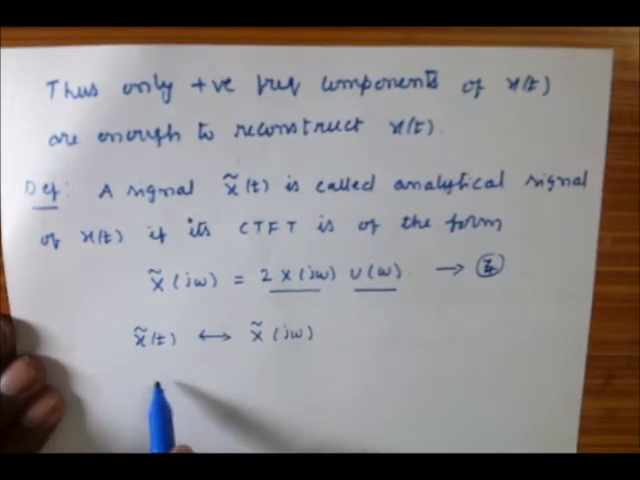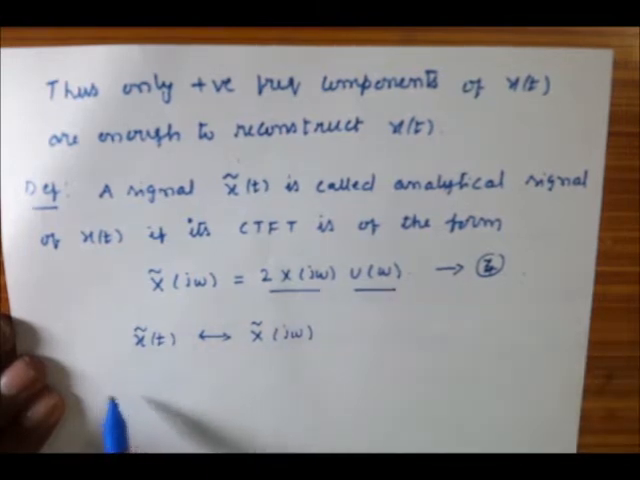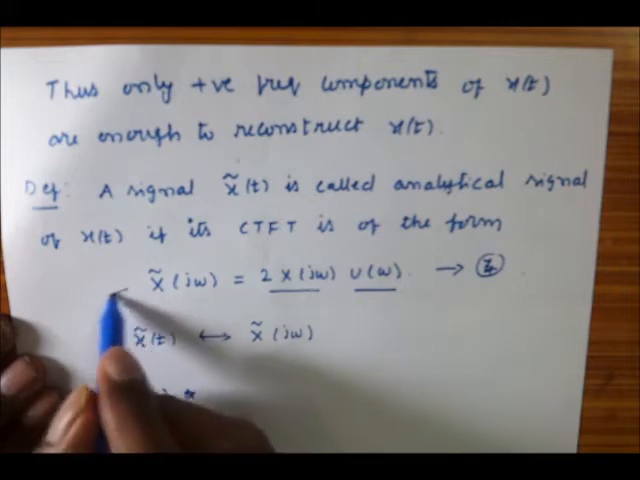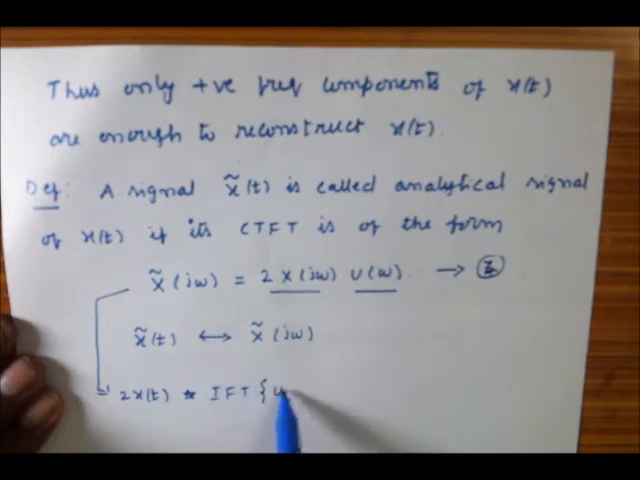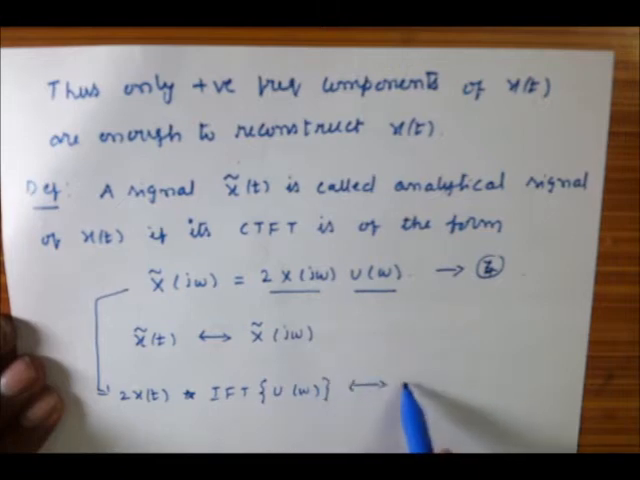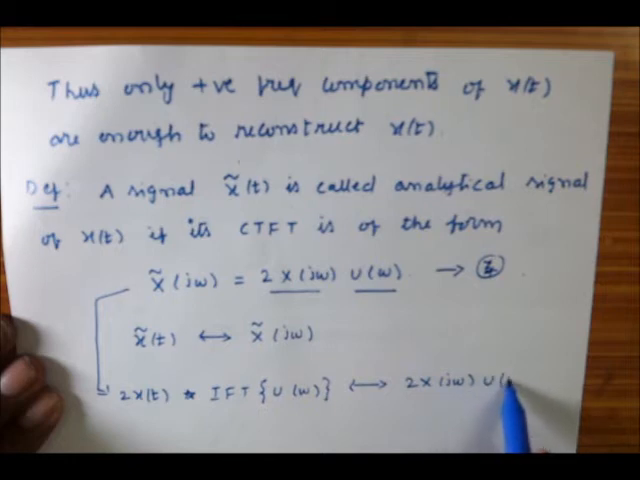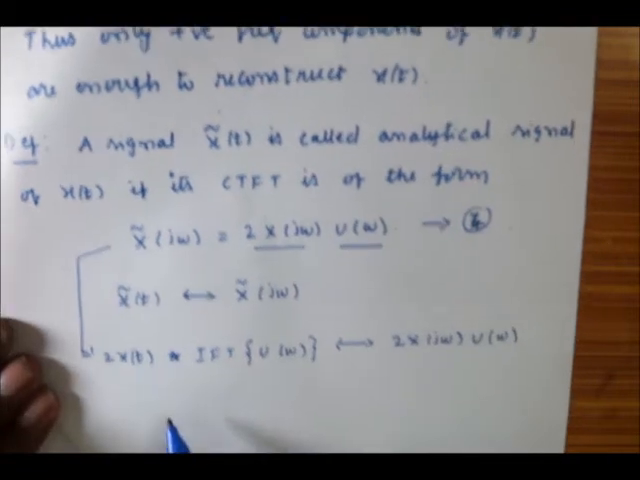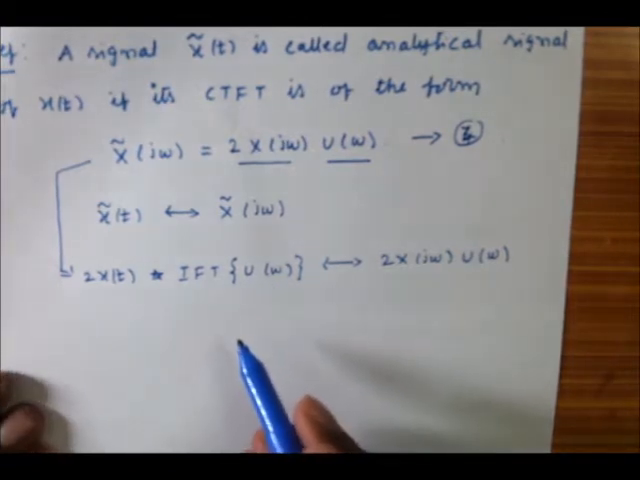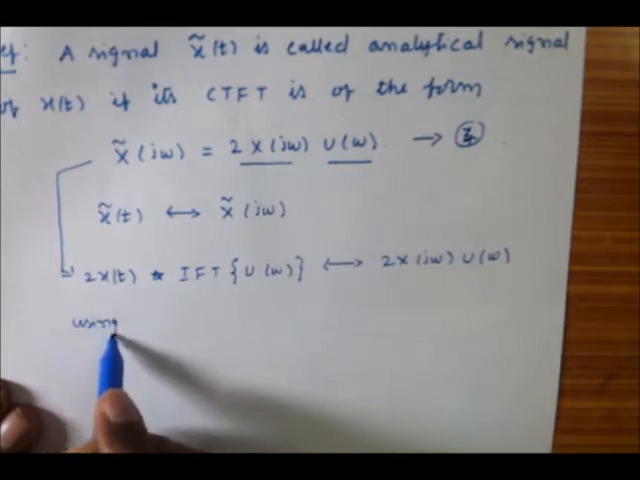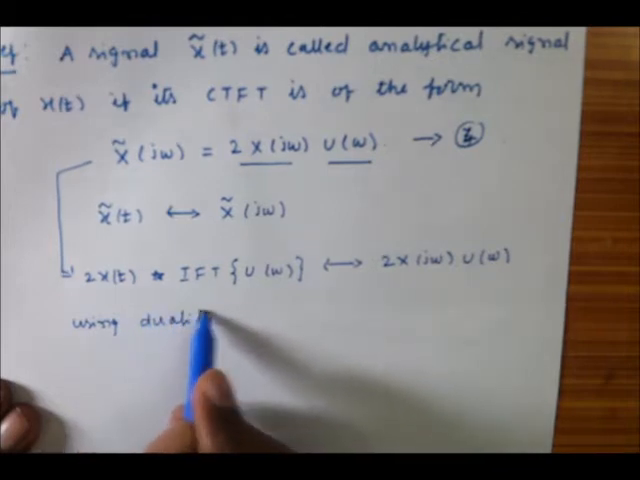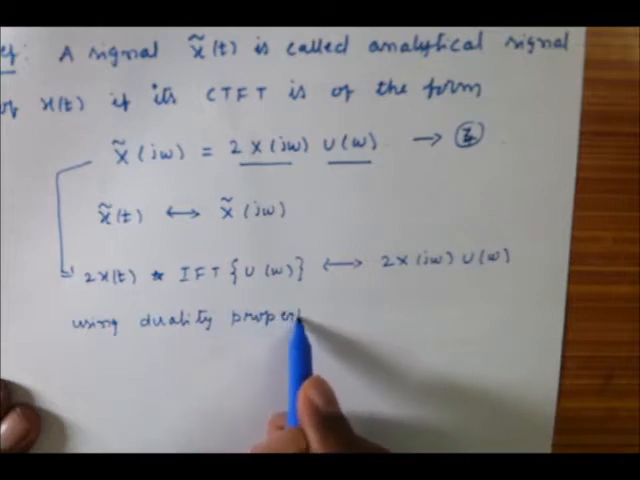Before we see that, we can see that 2x of t convolved with the inverse Fourier transform of u of omega will have 2x of j omega into u of omega as the Fourier transform. So what will be the inverse Fourier transform of u of omega? How do you find that? Again we have to use the duality property. So using the duality property, what do we get?